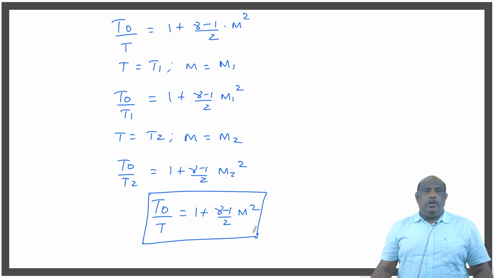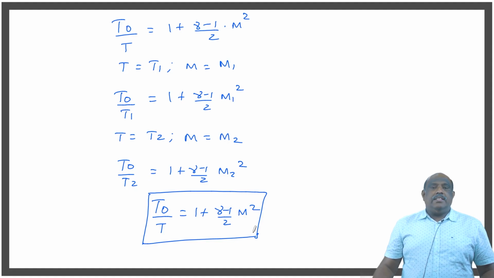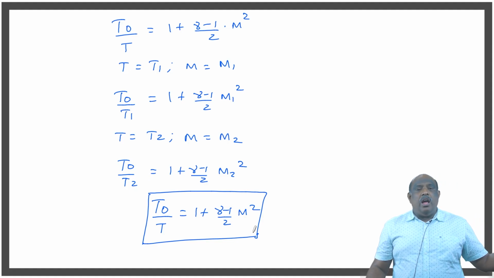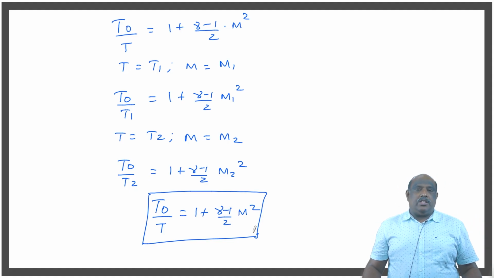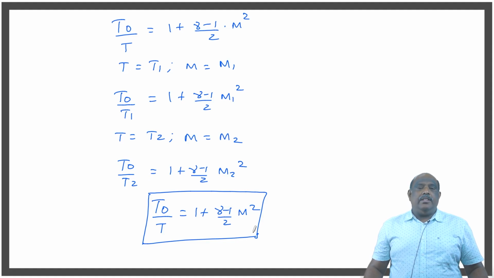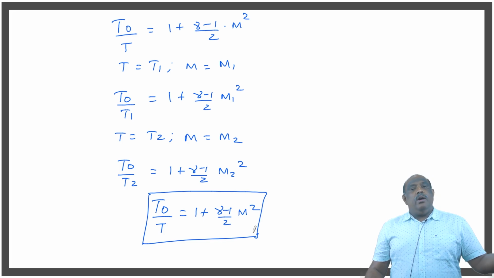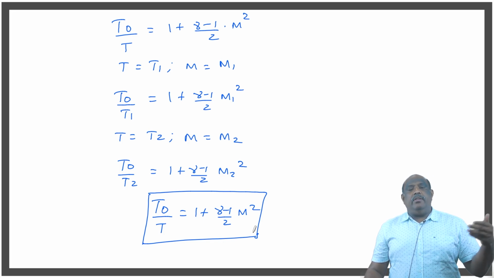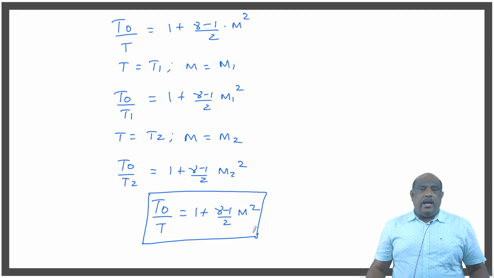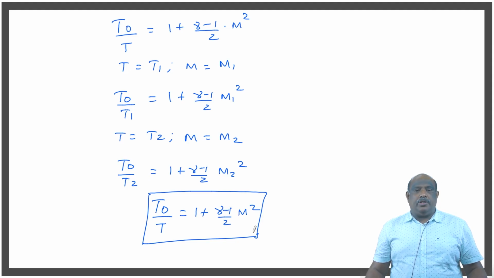I hope you enjoyed learning about stagnation states. The flow is adiabatically brought to rest, or decelerated to rest, at zero velocity at zero elevation, and the corresponding enthalpy is called stagnation enthalpy. From this stagnation enthalpy, we are able to derive the stagnation temperature as well as its ratio with respect to the static temperature.